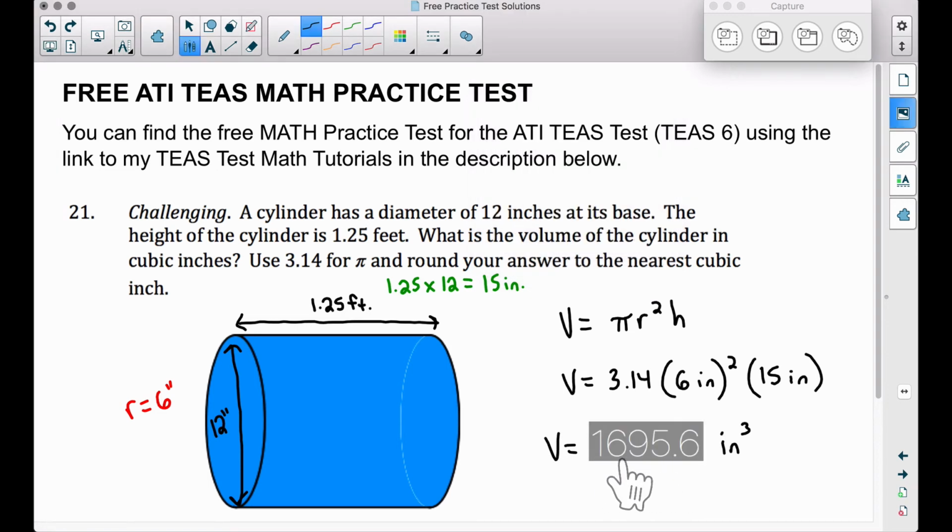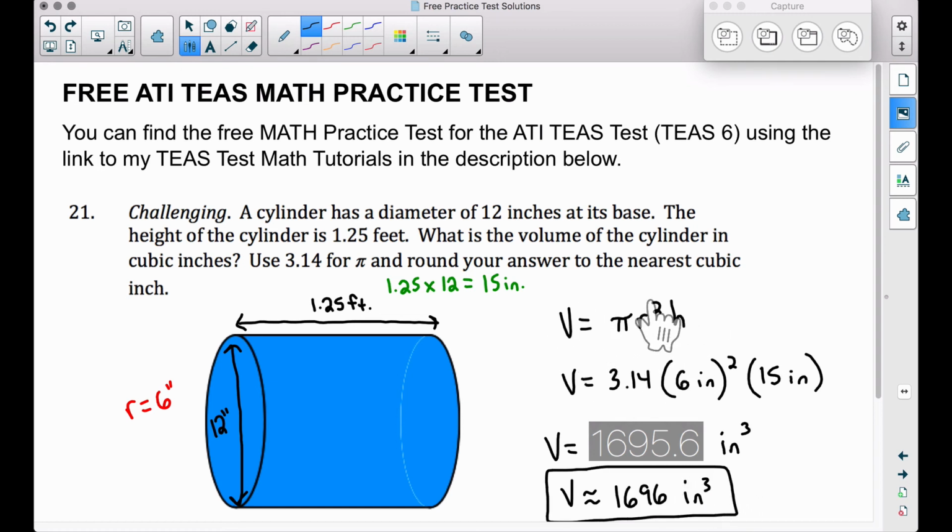And you should be getting this number right here when you multiply 3.14 times 6 squared times 15. But since we want to round this to the nearest cubic inch, that means the nearest whole number. So our volume is approximately 1,696 cubic inches, since we want to round to the nearest cubic inch. And there you have it, the volume of a cylinder.